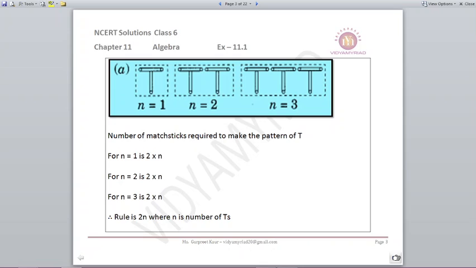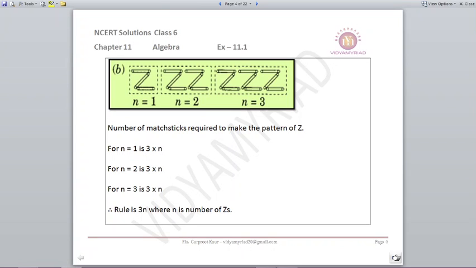So that means what I am doing is I am multiplying it with 2 every time with the number of T's. So 2 is the number of sticks, and then n is how many T's are required. So if I want 5 T's, 2 multiplied by 5, 10 sticks will be required. So I can say the rule is 2n.